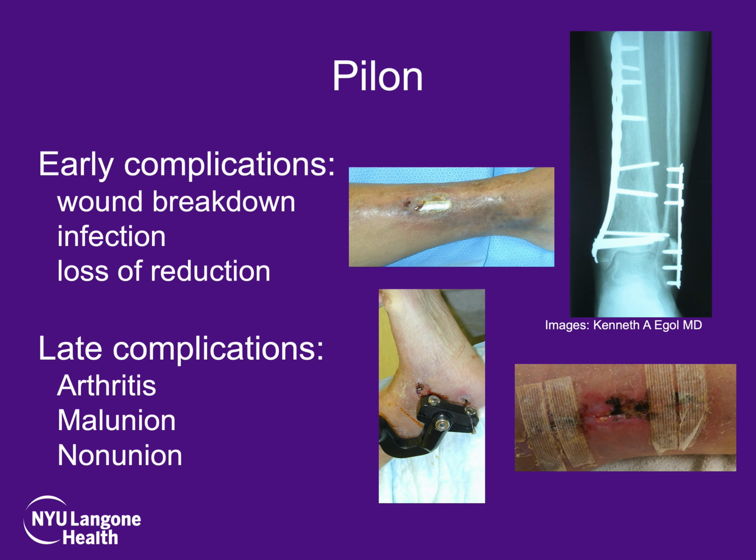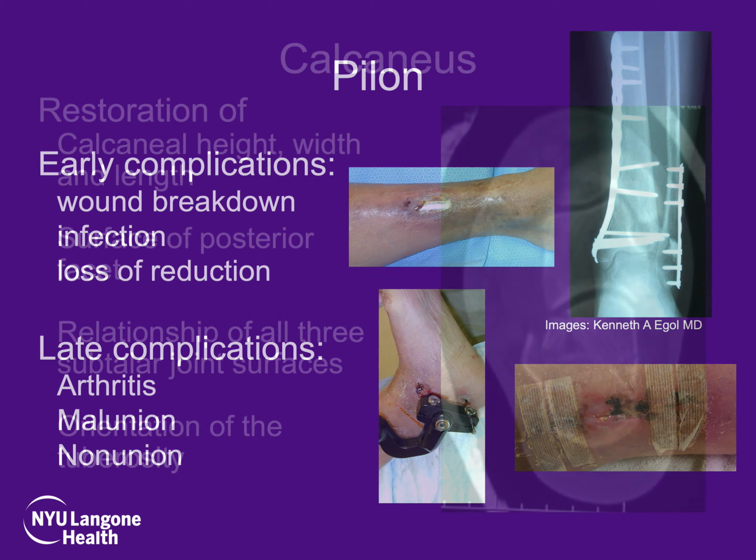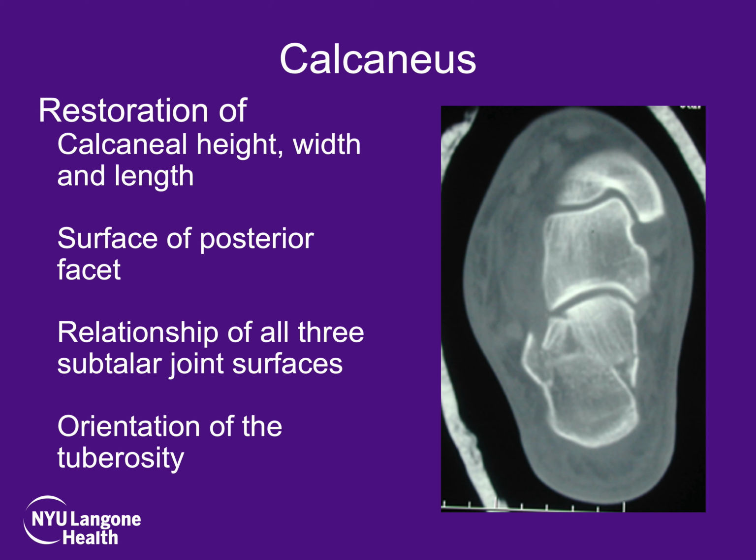Early complications of Pilon fracture fixation include early wound breakdown, infection, and loss of reduction. Late complications include arthritis, malunion, and non-union. Salvage is tibiotalar arthrodesis. Moving on to the calcaneus, the goals of calcaneal fracture surgery include restoration of calcaneal height, width, and length, restoration of the posterior facet of the calcaneus articular surface, restoration of the relationship of all 3 subtalar joint surfaces, and orientation of the tuberosity.